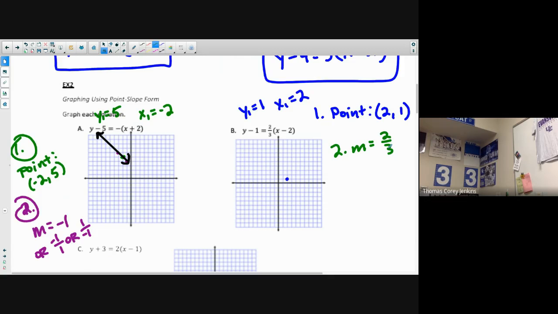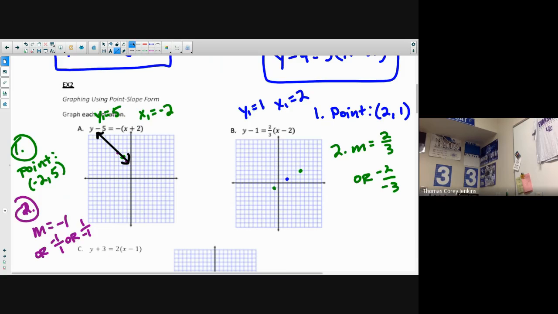All right, so positive 2/3 could be rise 2, run 3. Or you could think of it as negative 2 over negative 3. So we could also rise negative 2, run negative 3. That was 2 down, 3 left. Then we just finish with our line. You kind of see how I do these.